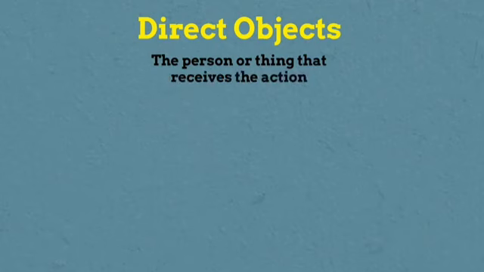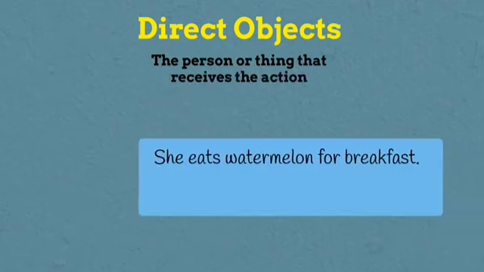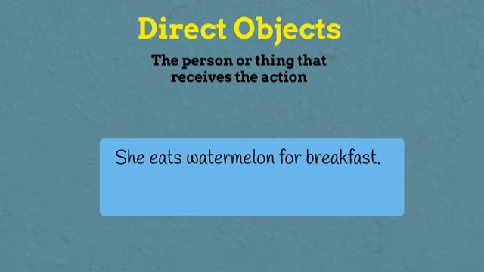A direct object is the person or thing that receives the action from the subject. For example, she eats watermelon for breakfast. The action is eat, and it's the watermelon that is receiving the action. The direct object in this sentence is the watermelon.